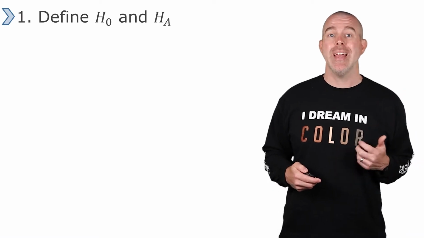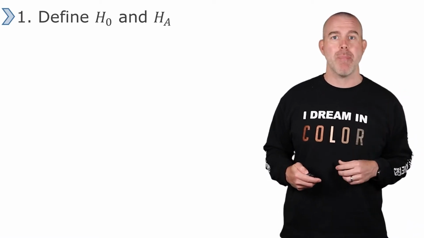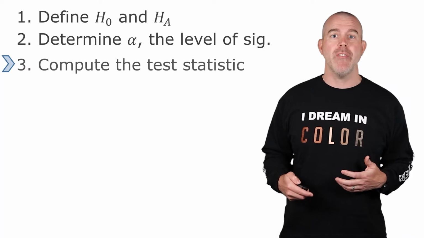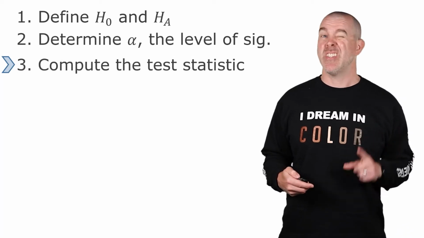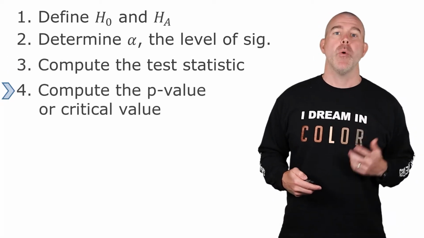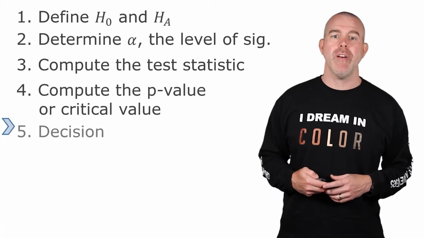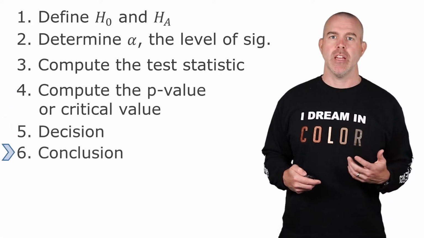Let's remind ourselves the steps to the hypothesis testing process. First thing we need to do is define the null and alternative hypotheses. Then we want a level of significance. We'll compute a test statistic, and we're going to need a new one this time. We want to compute the p-value or the critical value, make a decision, and then state a conclusion.